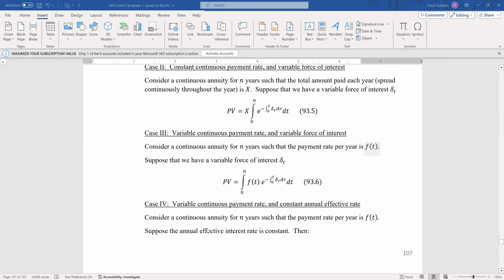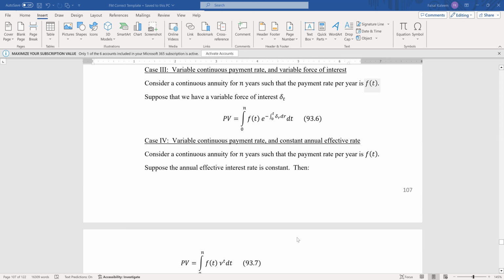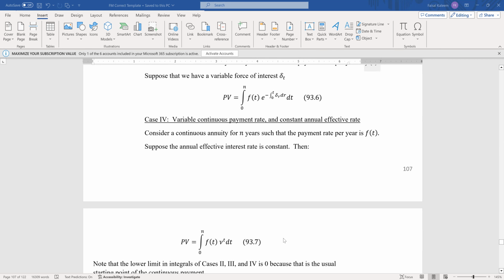And then case 4 is where we have variable continuous payment rate, but constant annual effective rate. Again, consider an n-year annuity. The payment rate is variable, let's say f of t per year, and suppose the annual effective rate is now constant. In this case, the present value is the integral from 0 to n of f of t times nu to the power t, dt.